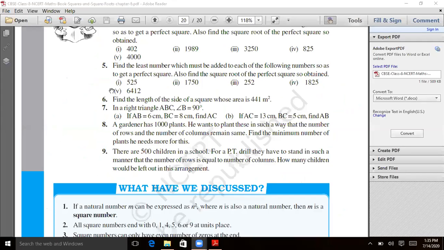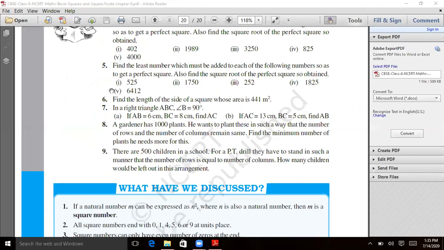Let's move to next question now. Question number 8. A gardener has 1000 plants. He wants to plant these in such a way that the number of rows and the number of columns remain same. Find the minimum number of the plants he needs more for this.